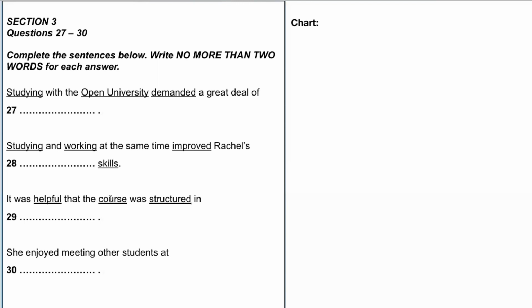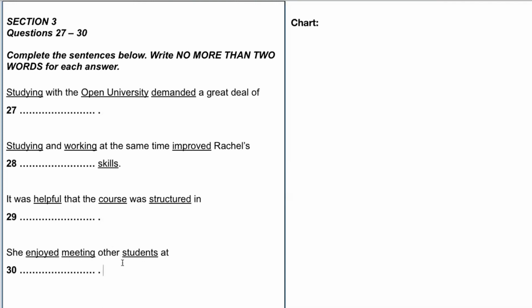And the last one, she enjoyed meeting other students. And here, this is something positive, so something she enjoyed. I'm going to definitely underline that. The verb is meeting, and we need to know what or who she was meeting, so I would definitely underline students. Other is not important because we know that Rachel is a student, and so it's obvious that she's going to be meeting other students.